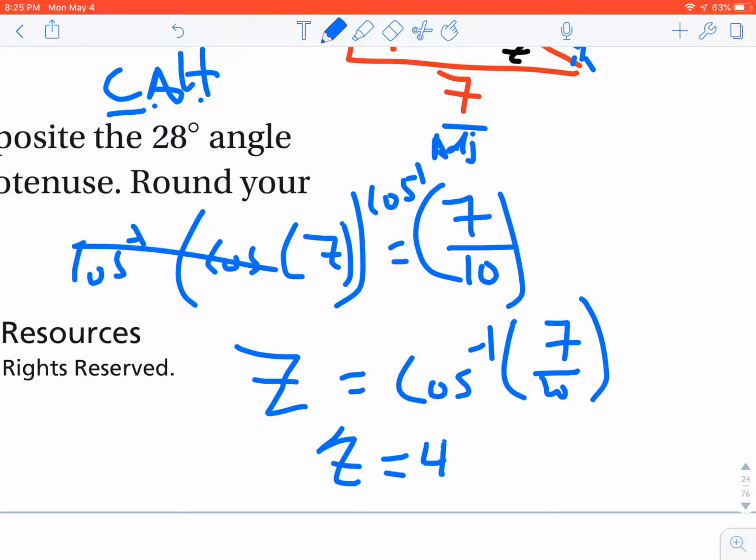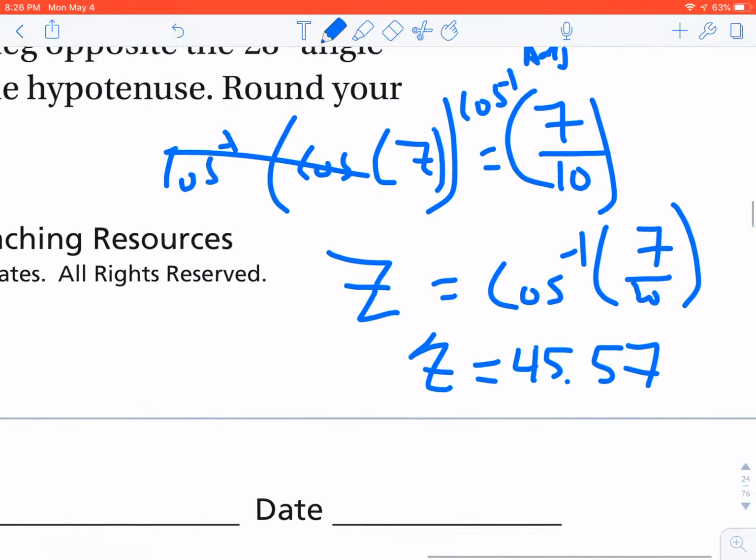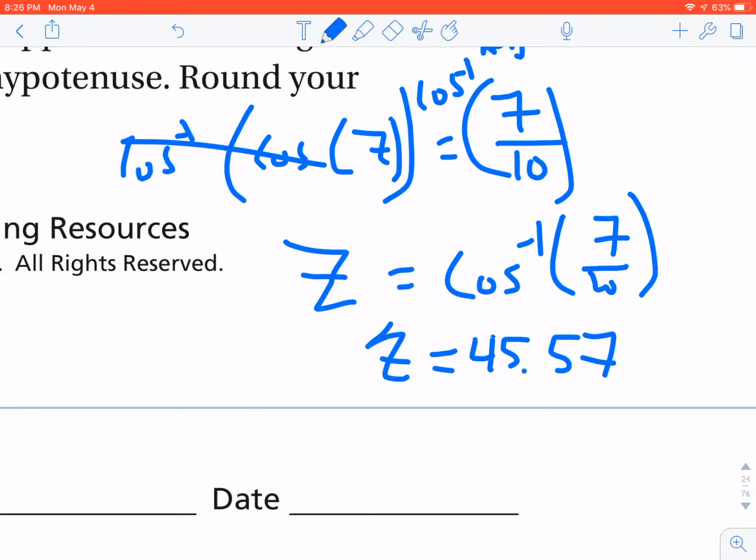Z is 45.57, and they wanted us to round all answers to the nearest tenth. So this would just be 45.6. Okay, so Z is 45.6.